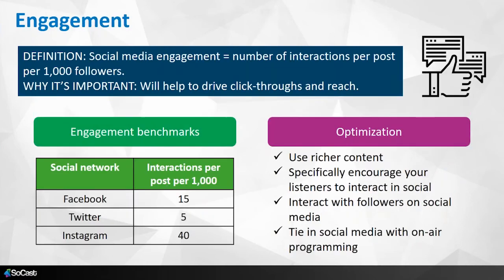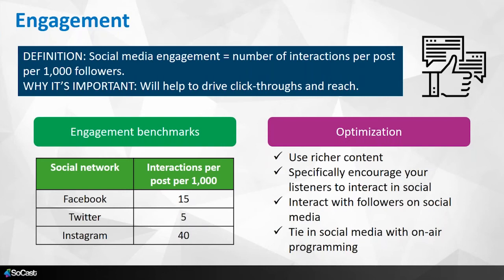On the engagement side with social media, you can measure it in likes, shares, comments, and things like that. Without strong engagement, it doesn't matter how many people follow you on social media. It's better to have 1,000 followers who consistently engage with you than 10,000 who barely do so at all. To measure engagement, we look at the number of interactions per post per 1,000 followers on your social media page.